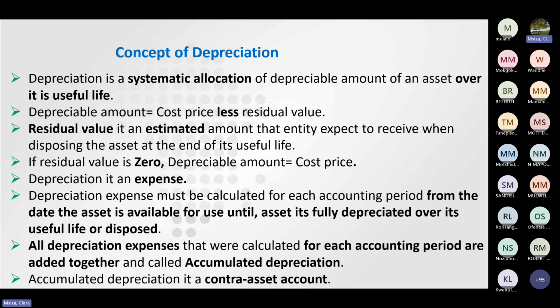All depreciation expenses that we calculate for each accounting period are added together. And when you add this depreciation from year 1 to year 2 to year 3, we call this combined amount accumulated depreciation. Accumulated depreciation is a contra asset account. We will do examples to explain how this is recorded.